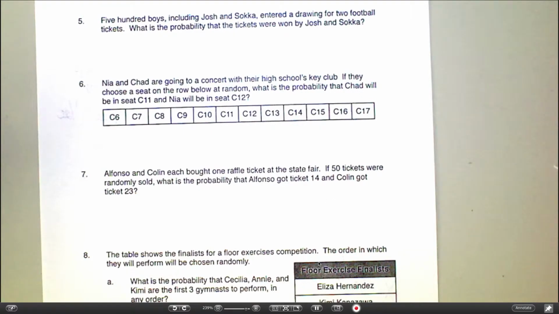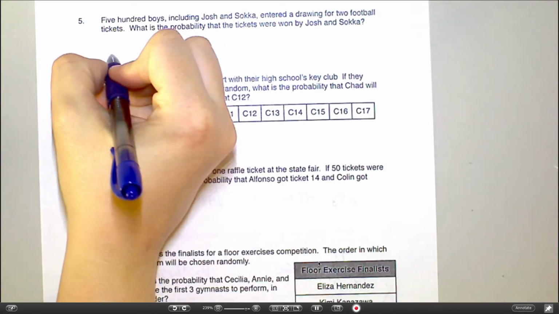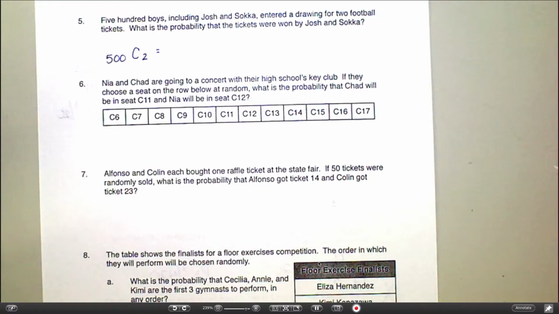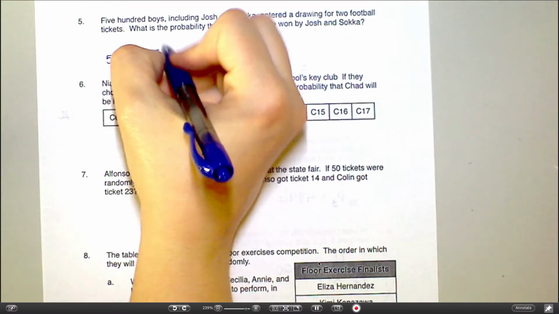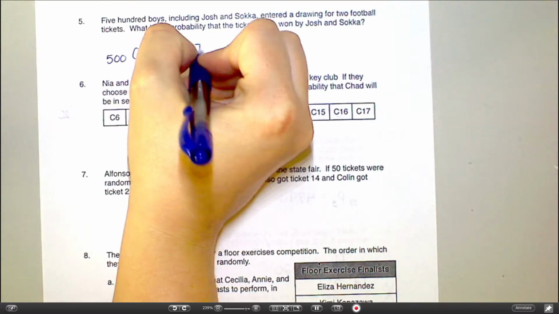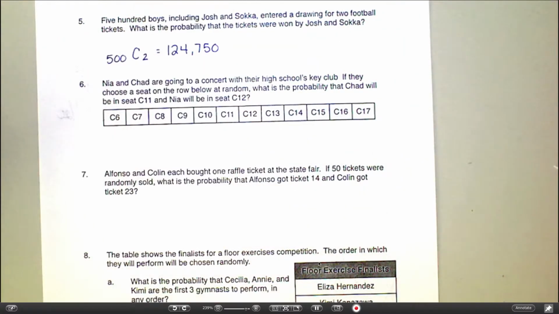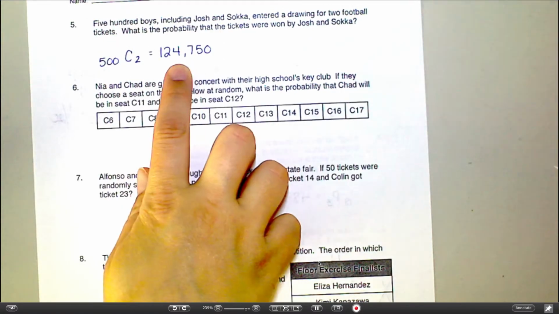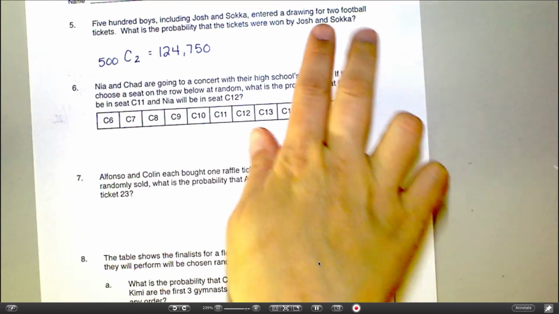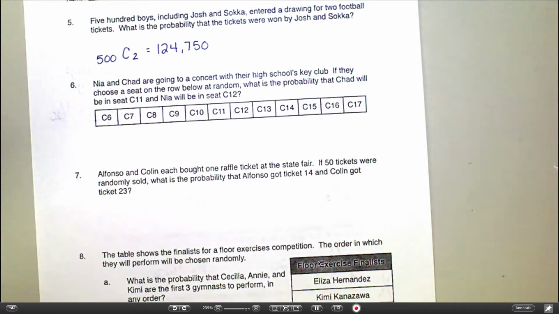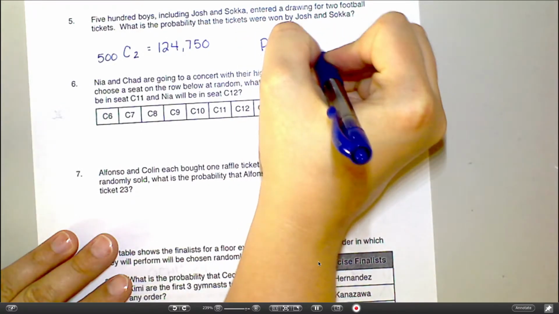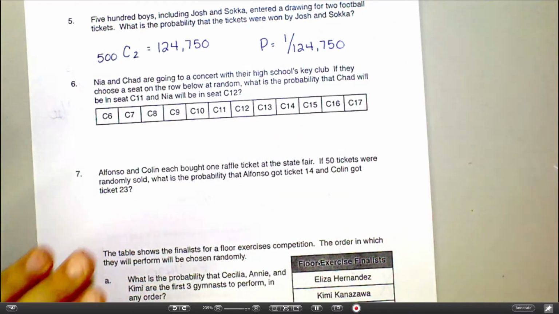Bryce, would you do the 500 nCr? Yep, 500 C 2, or 500 nCr 2. That equals 124,750. So out of the 500 boys, there are this many ways to pull two names. There are this many different combinations of names. How many of those combinations would be these two? One. Just one combination, yeah? So the probability would be 1 out of that. Okay?